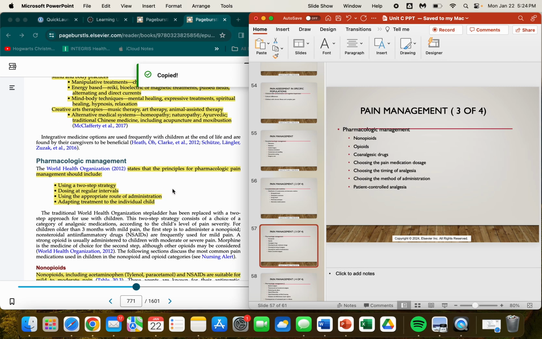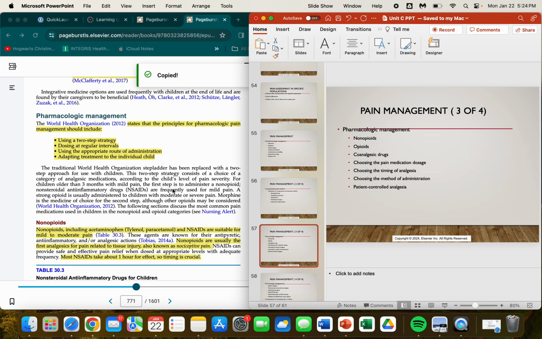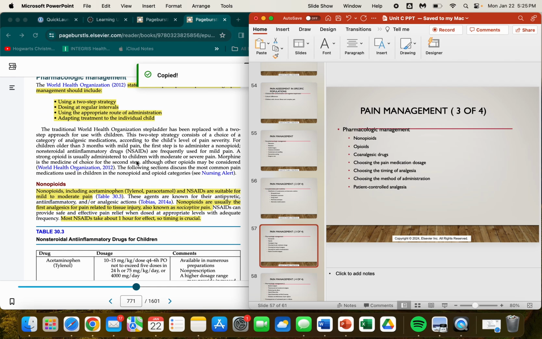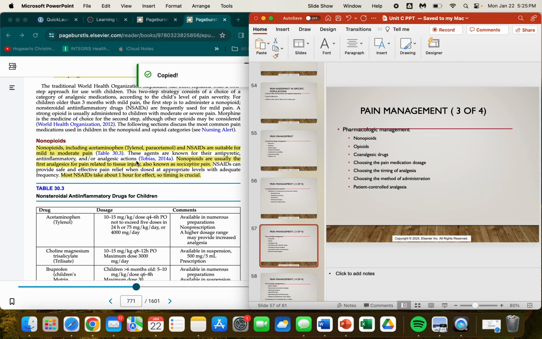When we talk about pharmacologic management, usually in kids, principles for pharmacologic pain management should include a 2-step strategy. We want to dose at regular intervals, use the appropriate route, and adapt the treatment to the individual child. When we talk about non-opioids, we talk about things like Tylenol and NSAIDs.